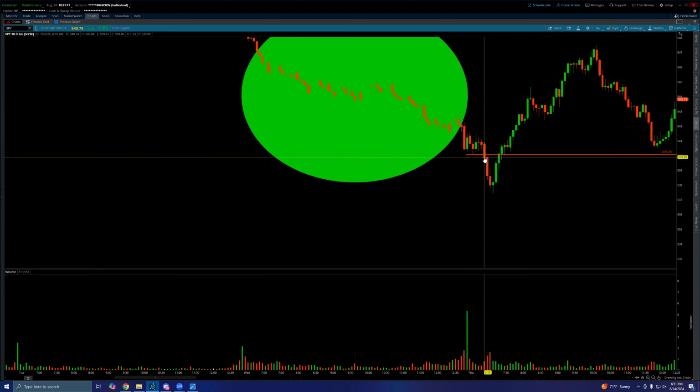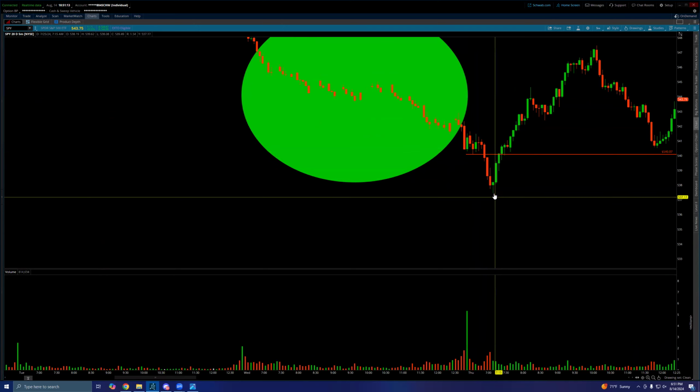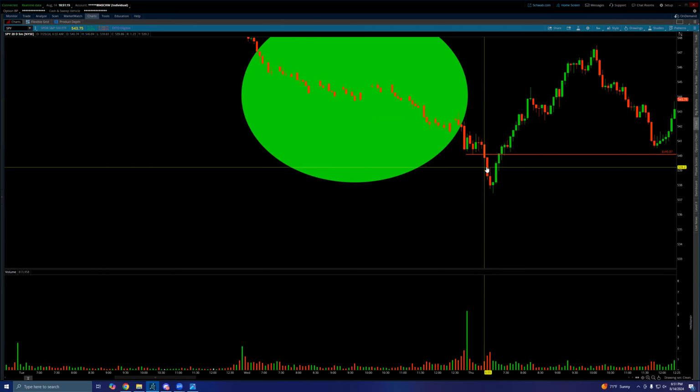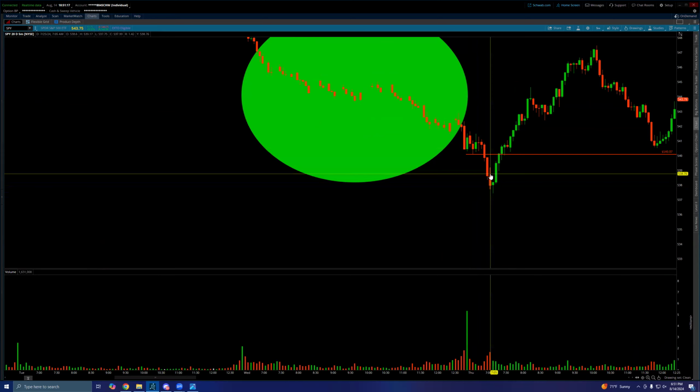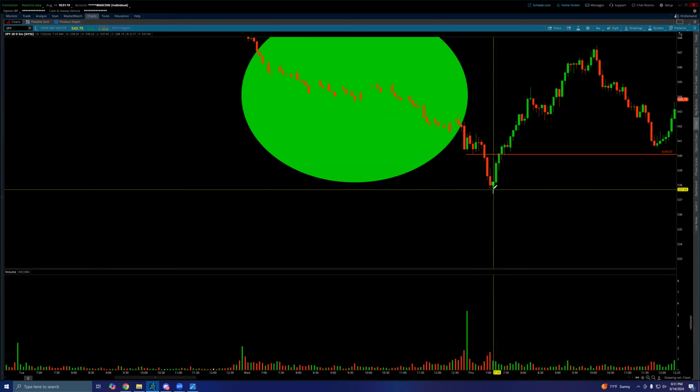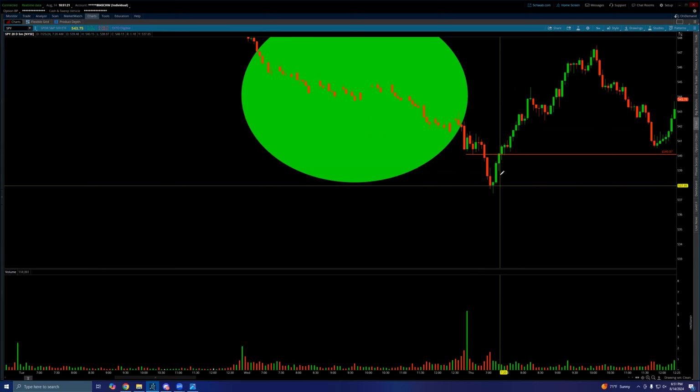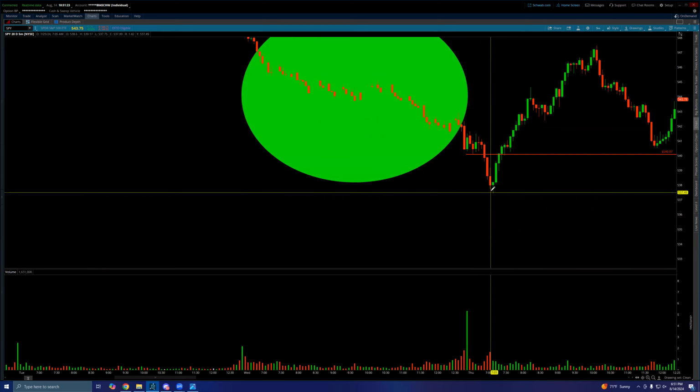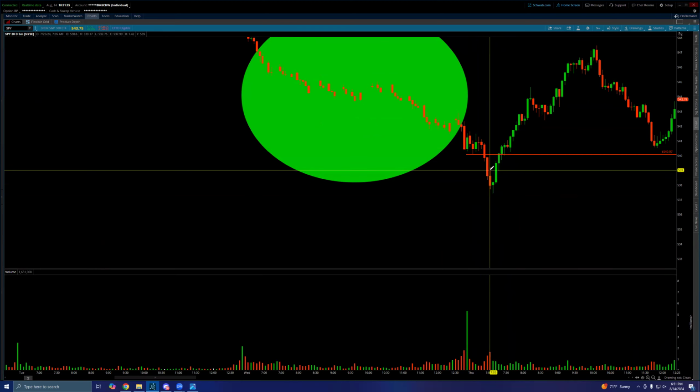Excuse me. Then broke below it. Decent follow through below. I mean, this is a $3 move. This is very profitable. However, no continuation below, right? Pretty solid reversal. And honestly, it's kind of a harder one to catch.